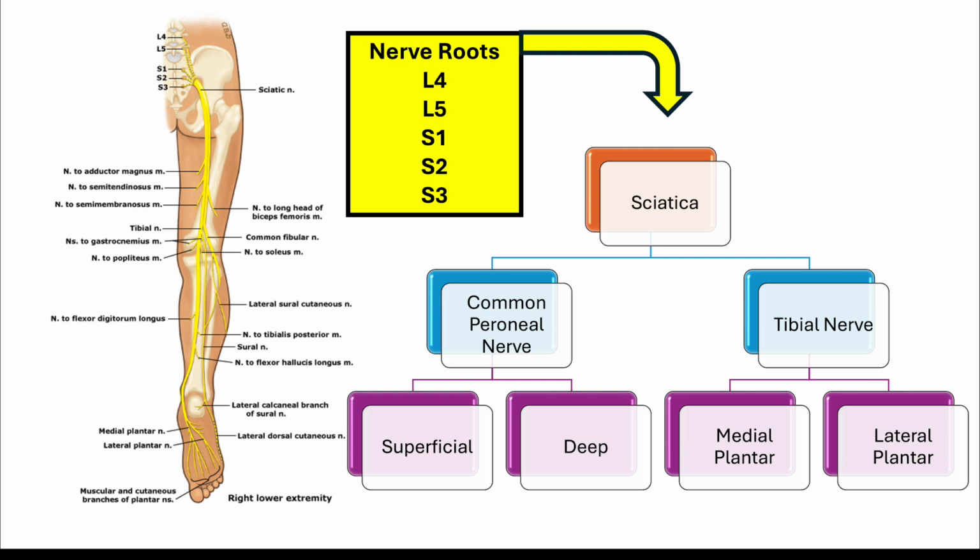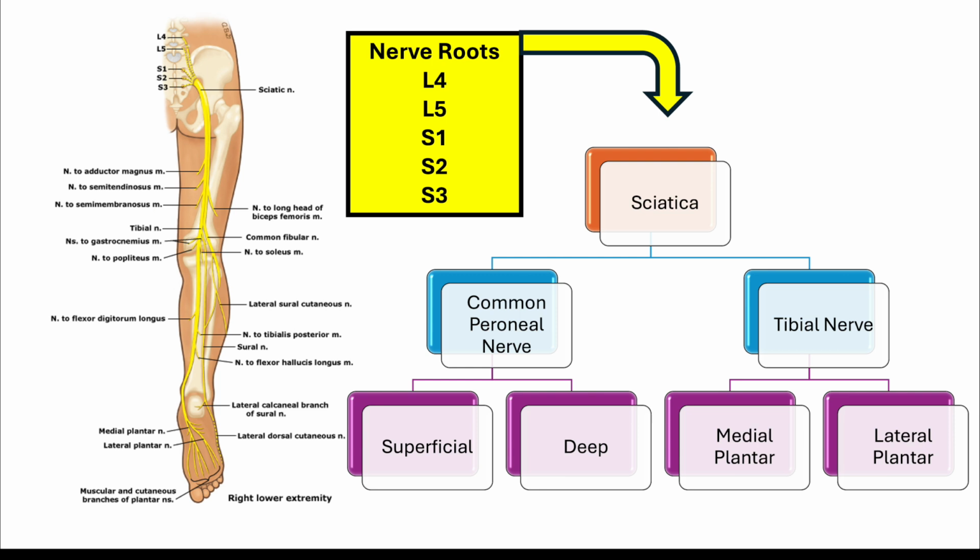The sciatic nerve is the longest and largest nerve in the human body, starting from the lower back and extending through the buttocks to the lower limbs. It arises from nerve roots L4 to S3 and primarily controls motor and sensory functions of the legs and feet.